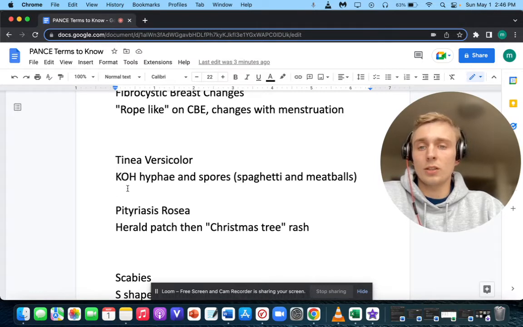How about KOH with hyphae and spores in a spaghetti and meatball-like appearance? So spaghetti and meatball-like appearance, KOH with hyphae and spores. You want to think of tinea versicolor. So tinea versicolor, and that's typically on like the upper back as well.